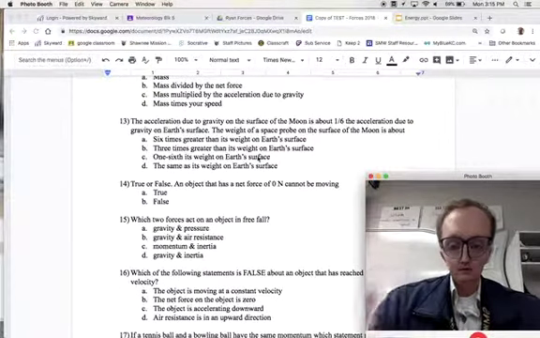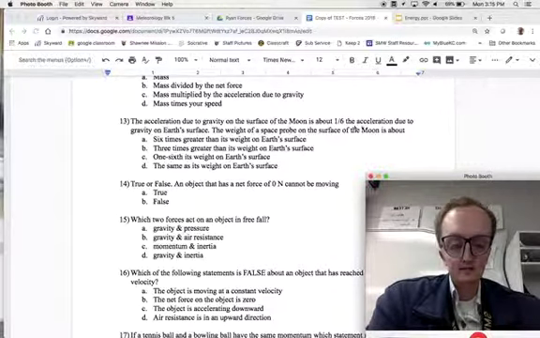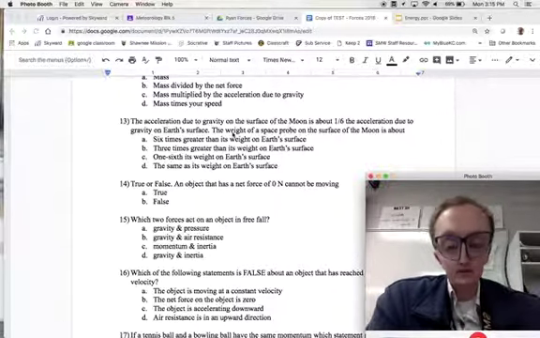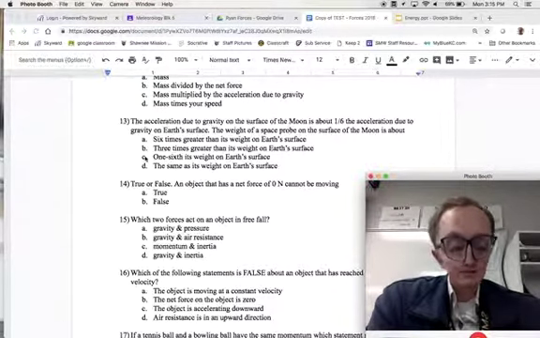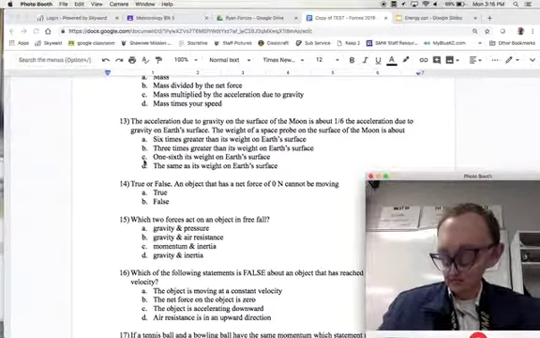13. Acceleration due to gravity on the surface of the moon is about 1/6 the acceleration due to gravity on Earth's surface. That's because the moon is about 1/6 of the mass. So what will the weight of a space probe be on the moon? Well, it's going to be 1/6 what it is on Earth's surface. Weight, remember, is how hard gravity pulls on an object. If the moon has less mass, it can't pull as hard on the object. So the answer is C for 13.